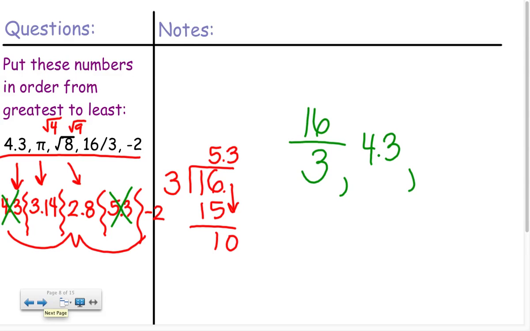Then we have the 3.14, which is pi. Don't write 3.14, you gotta write pi. Then we have the 2.8, which was the square root of 8. And last we have the negative 2.